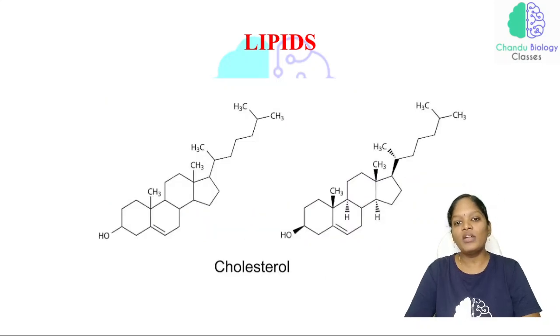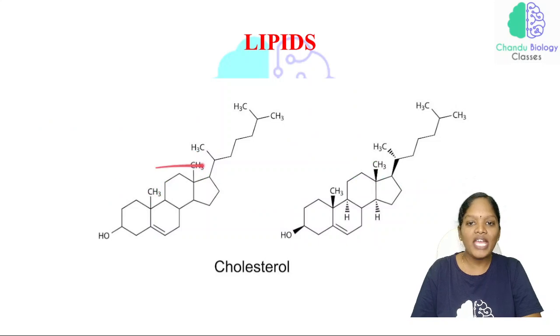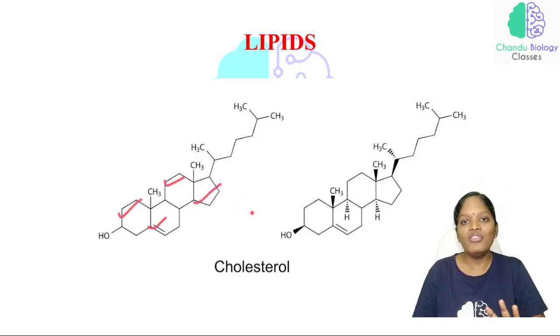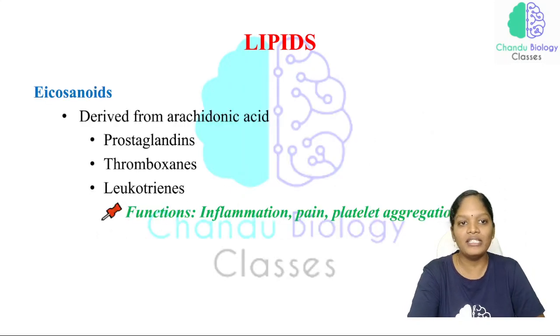Now, this is the structure of cholesterol. Just now we have studied in the steroids we are having 4 fused rings. 1, 2, 3, 4. So we are having 4 fused rings. Again the cholesterol is coming under the steroids.